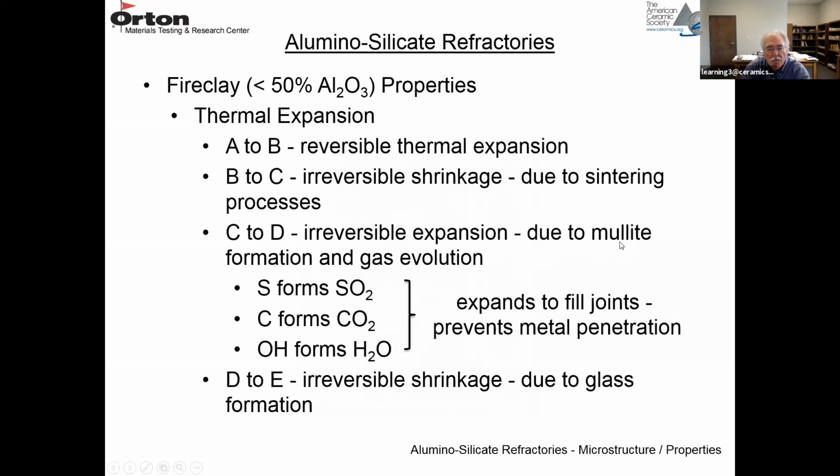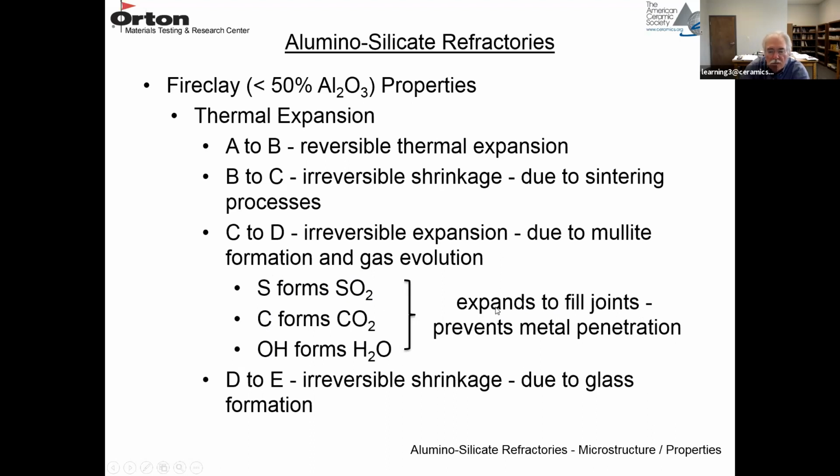What's happening now, you're forming mullite, and a lot of these clays have other elements present. They may have sulfur, organic material, which is some form of carbon, and they have the OH groups. So when you heat these up, they form gases. Sulfur forms SO2, carbon forms CO2, and OH comes off as water. So they expand. It's an expanding clay.